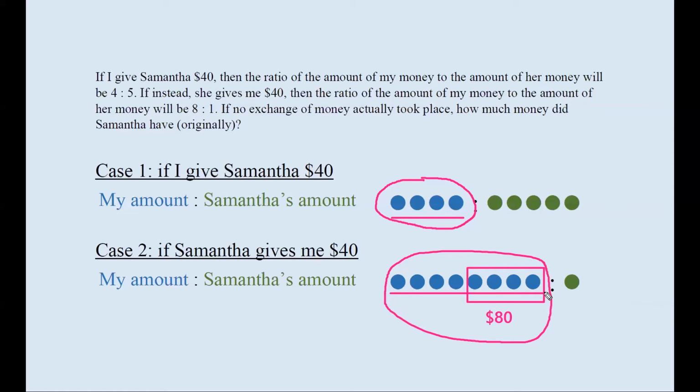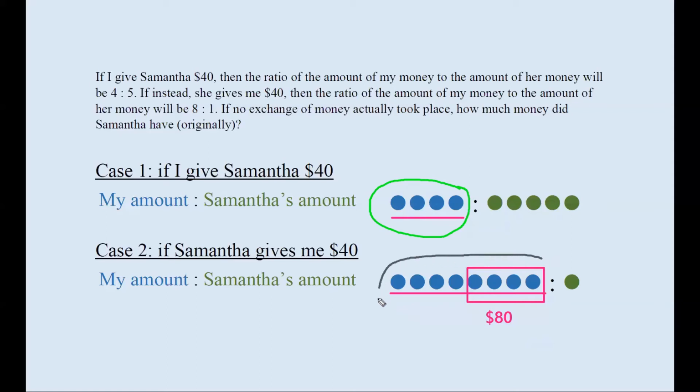Therefore, the difference between this, let me change the color to green, the difference between this and, let me get back to gray, the difference between the amount in the gray circle and the amount in the green circle has to be 80, which is 2 times $40. Once you see that, the rest of the problem is pretty straightforward.